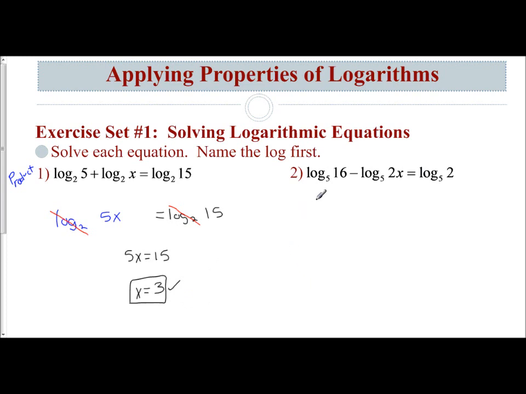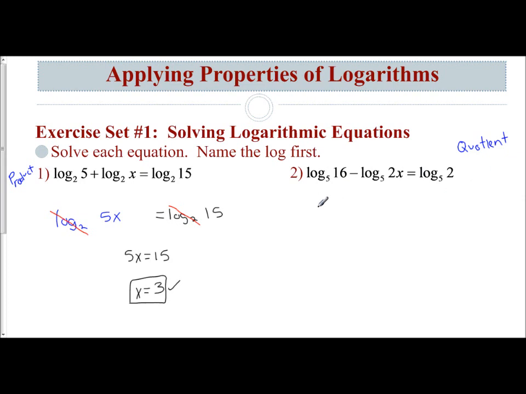Next, what I'm going to do is look at this example. Log base 5 of 16 minus log base 5 of 2x equals log base 5 of 2. I cannot cross out the logs. Before we do that, we need to combine, and that's the key concept. Before we cross out the logs, we made sure we combined all the logs on one side. So how am I going to combine these? Well, I see I am subtracting logs. That's like subtracting exponents, which means I apply my quotient rule.